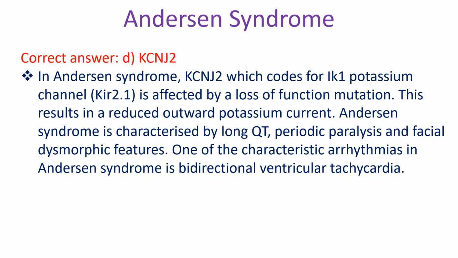In Andersen syndrome, KCNJ2, which codes for the IK1 potassium channel Kir2.1, is affected by a loss of function mutation. This results in a reduced outward potassium current. Andersen syndrome is characterized by long QT, periodic paralysis, and facial dysmorphic features. One of the characteristic arrhythmias is bidirectional ventricular tachycardia.